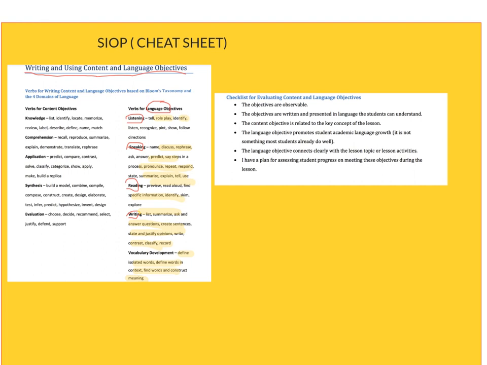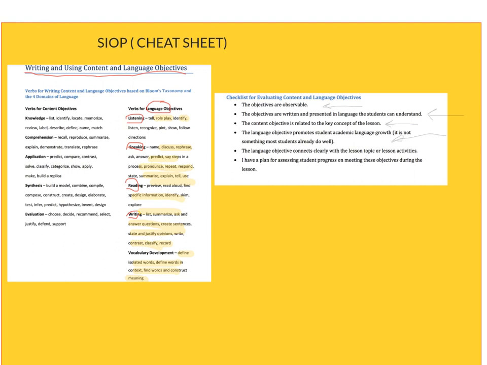Remember, the objectives are observable. The objectives are written and presented in language the students can understand. The content objective is related to the key concept of the lesson, and the language objective promotes student academic language growth. I always say, echoing what SIOP says, the content objective is the what the students are doing, and the language objective is the how the students are doing that what.